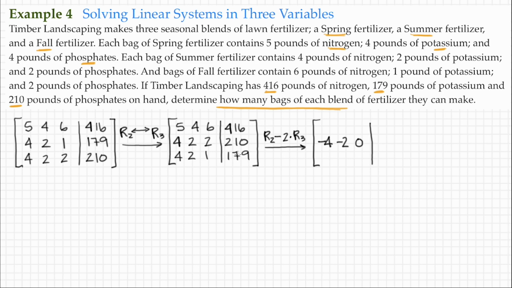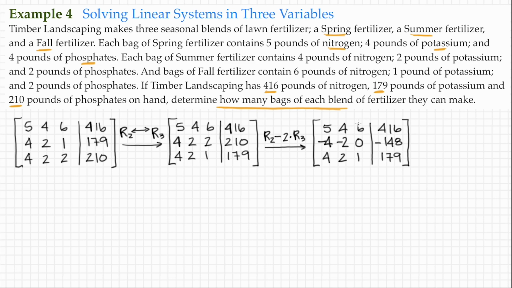So 179 times 2, that's 358. 210 minus 358 is negative 148. Close off the bracket and fill in the rest of the values. 5, 4, 6, 416, 4, 2, 1, and 179.